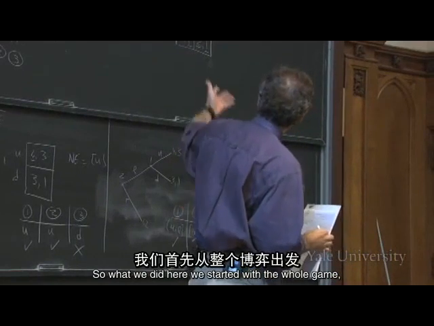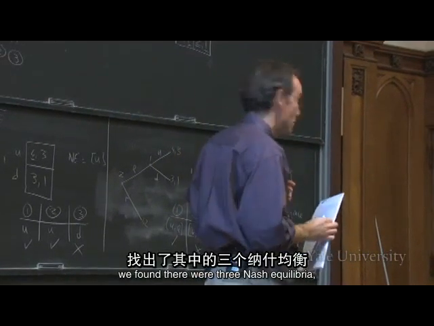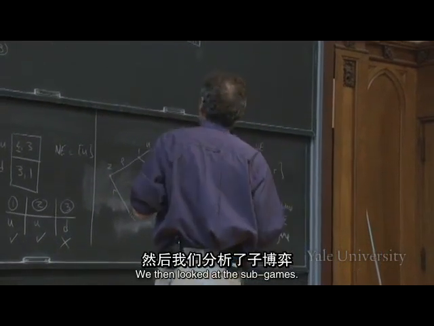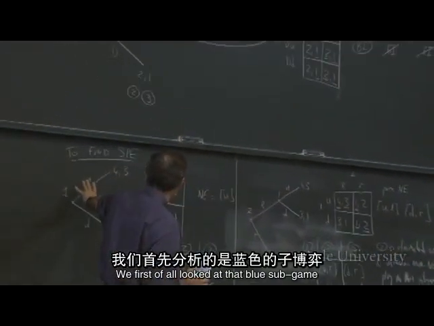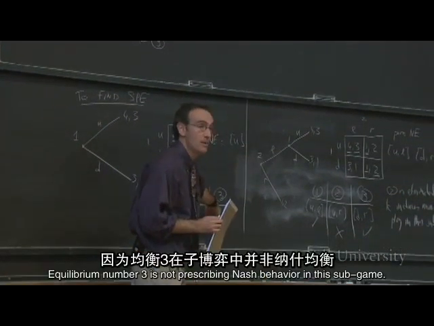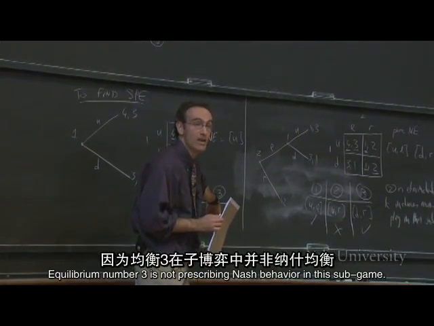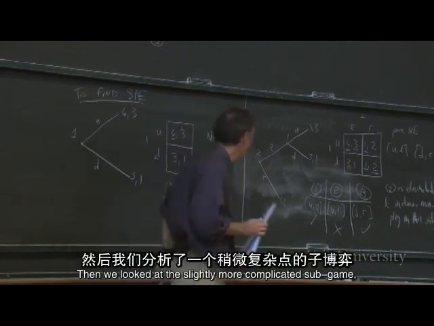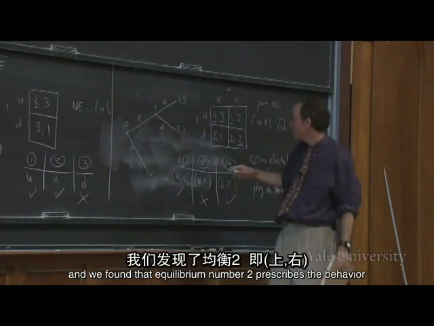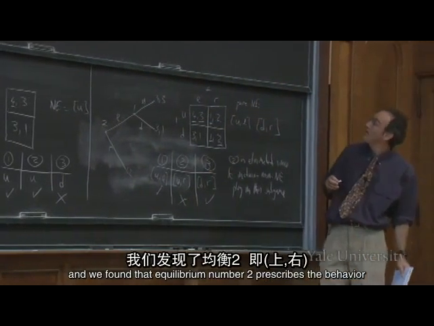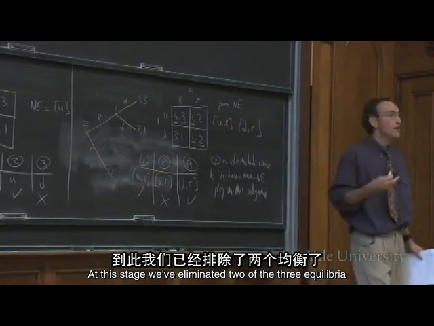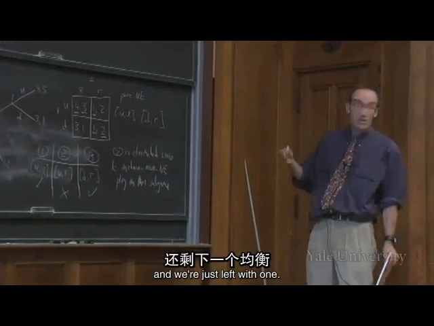So what we did here, we started with the whole game. We found there were 3 Nash equilibria. We found that only one of them agreed with backward induction. We then looked at the subgames. We first of all looked at that blue subgame, and we found that one of the equilibria, equilibrium number 3, was eliminated. Equilibrium number 3 is not prescribing Nash behavior in this subgame. Right? Then we looked at the slightly more complicated subgame, the pink subgame, and we found that equilibrium number 2 prescribes the behavior up right, which is not Nash in this subgame. Right? At this stage, we've eliminated 2 of the 3 equilibria, and we're just left with 1.